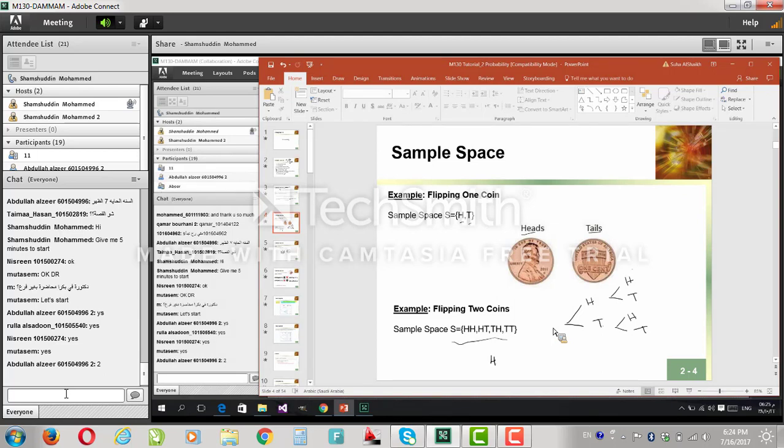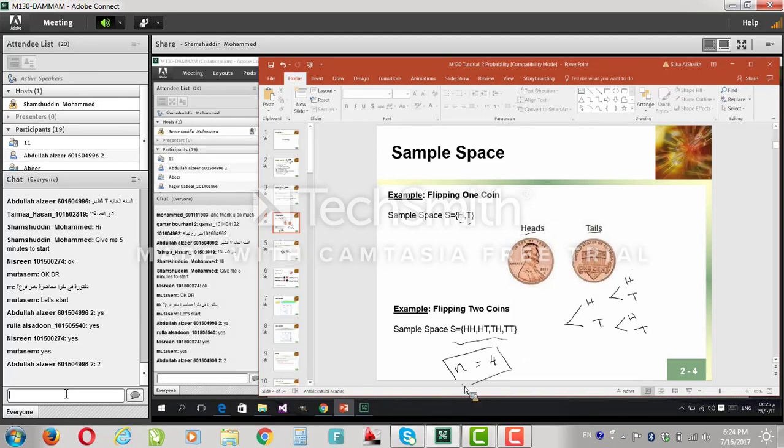So how many outcomes do we have here? We have 4 in the example. I'm talking about my sample space. This is the case of flipping 2 coins.